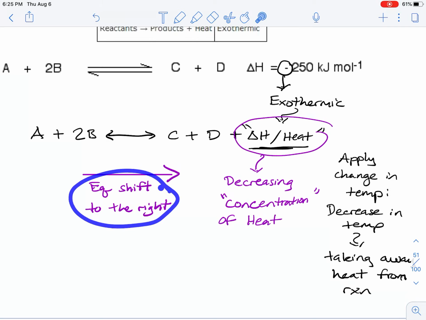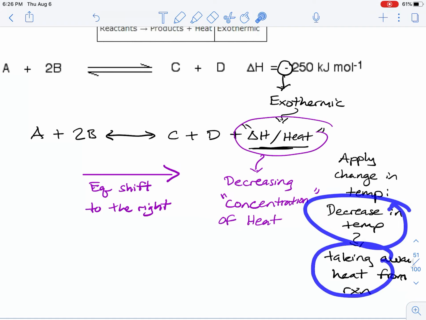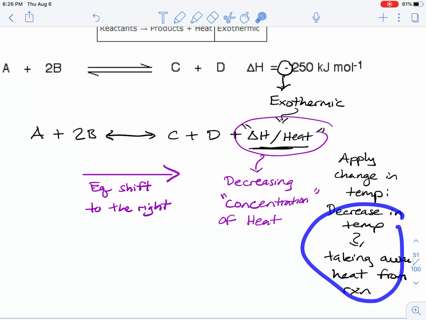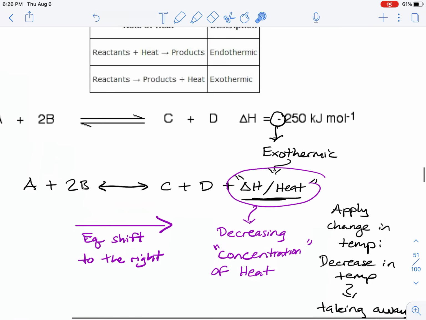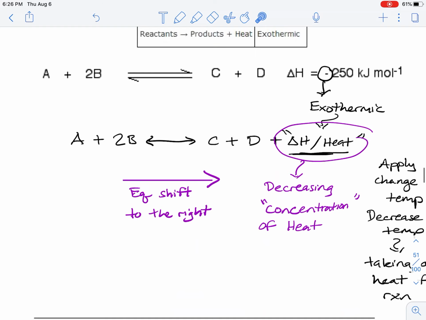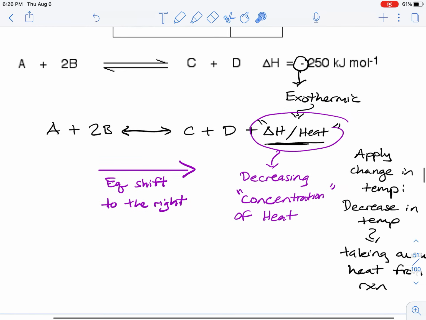When the equilibrium is shifting to the right, that's telling us that to replenish the heat that was lost, because we're decreasing the temperature and taking away heat from the reaction, the reactants must be converted into products. The conversion of reactants to products is an exothermic process, so it allows heat to be replenished. Hopefully that logic makes sense.